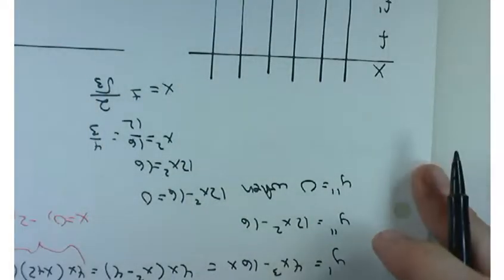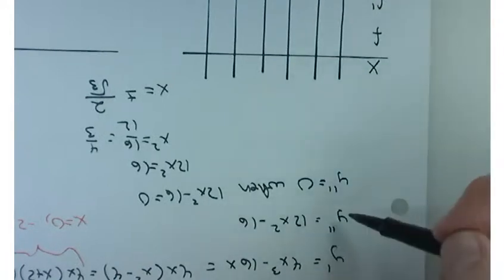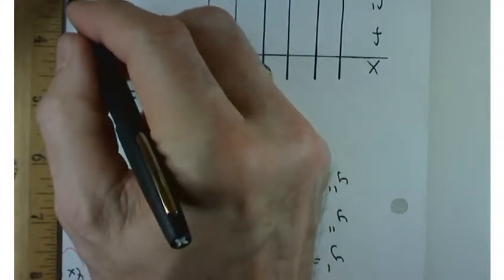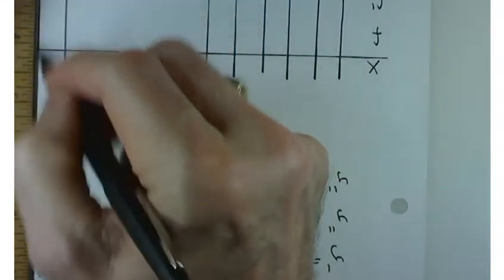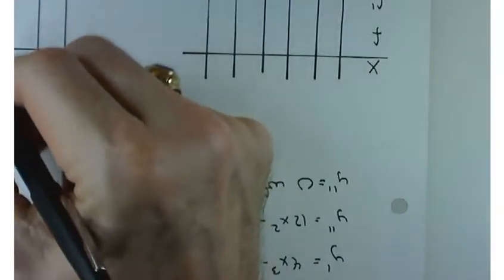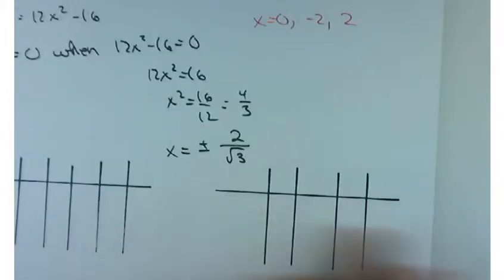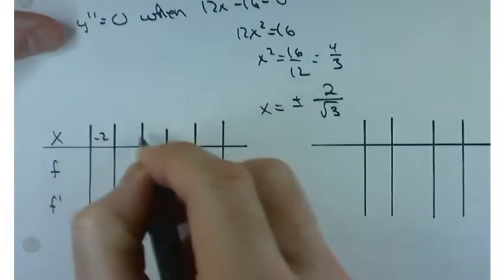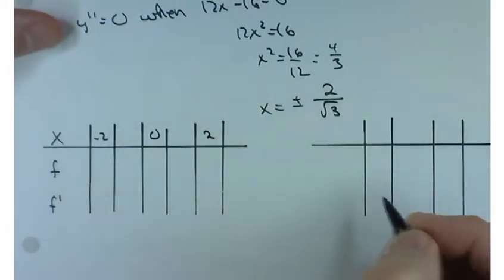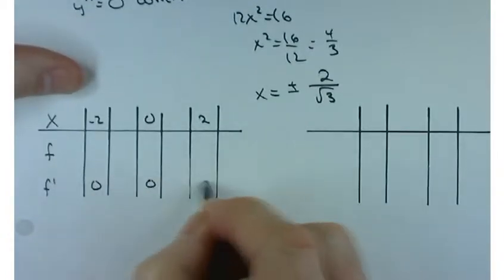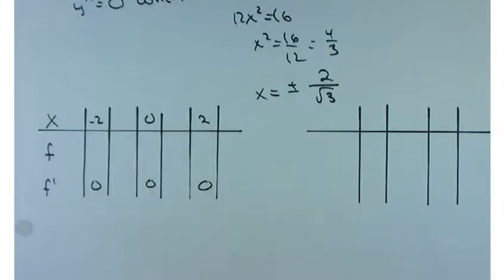And let's see, I guess I need it for y double prime as well. There's 2 points there. Okay, so let's list our points. We've got -2, 0, and 2. And at these points, the derivative is 0. So we're going to expect either a maximum point, a minimum point, or an inflection point.